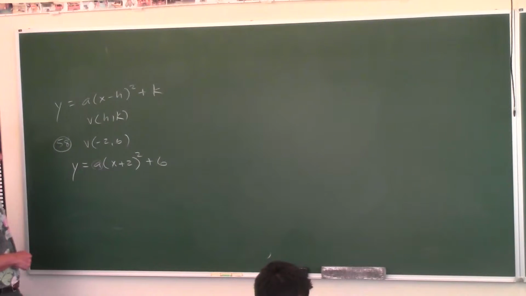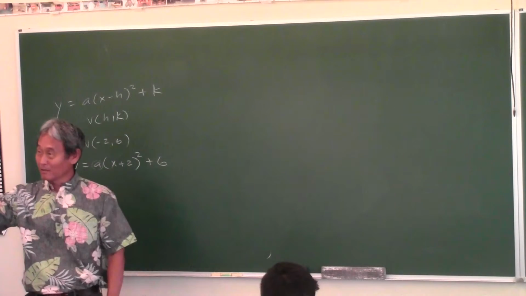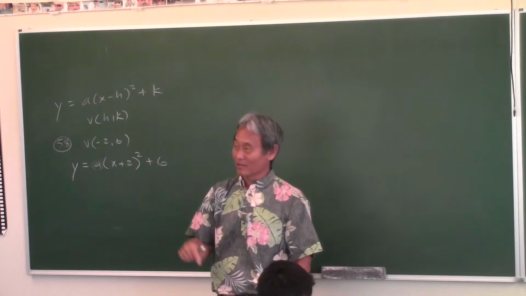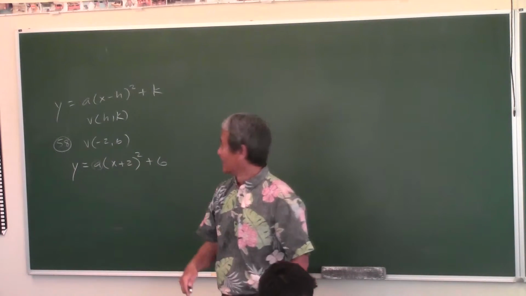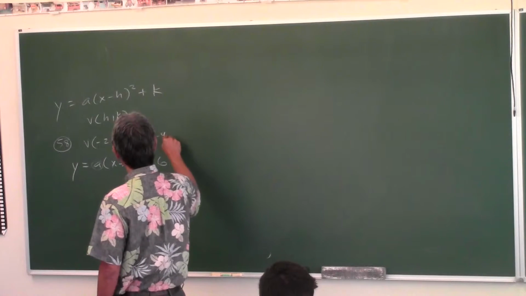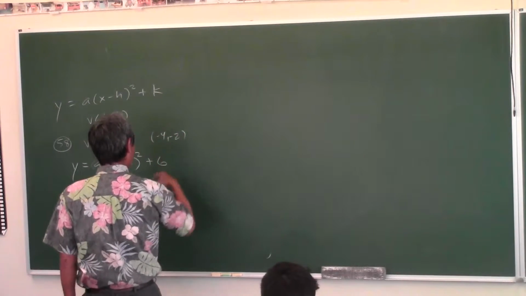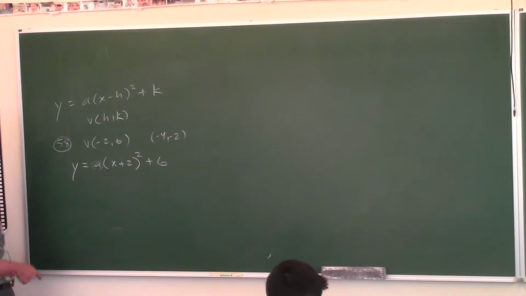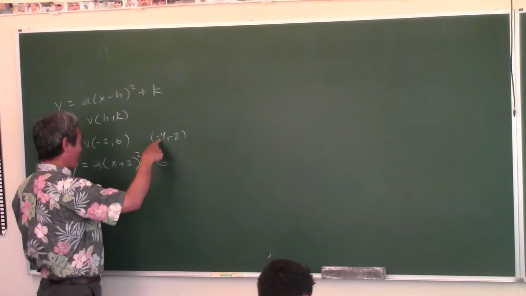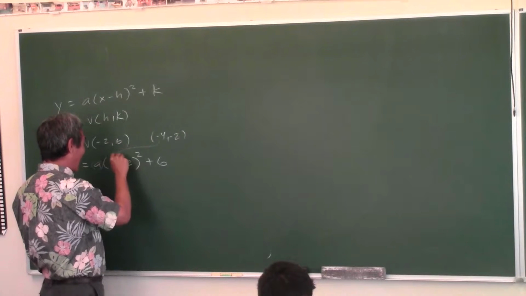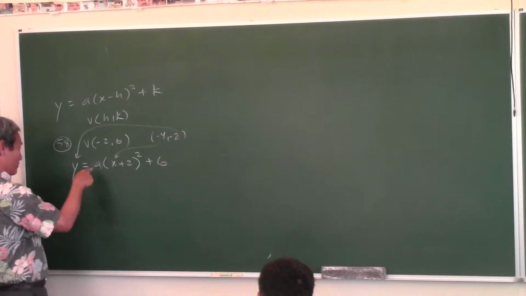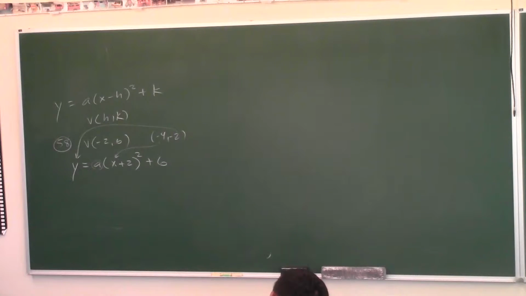Okay, let me tell you. You plug in a point that you know lies on the graph. Now look at the problem. Do they give you a point that lies on the graph that is not the vertex? Yeah, right there, (-4, -2). What do you think I'm going to do with this point? Yeah, you plug it in. If I plug in -4 for x and -2 for y, you should be able to figure out what a is. Okay, let's do that.